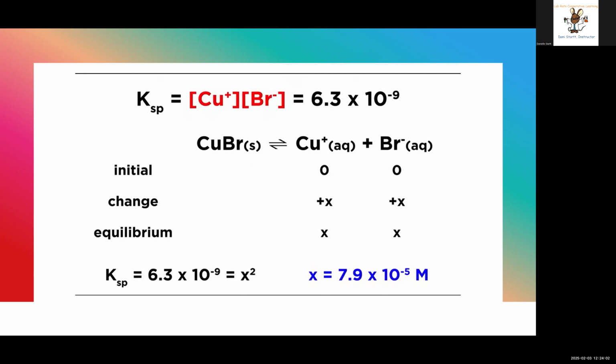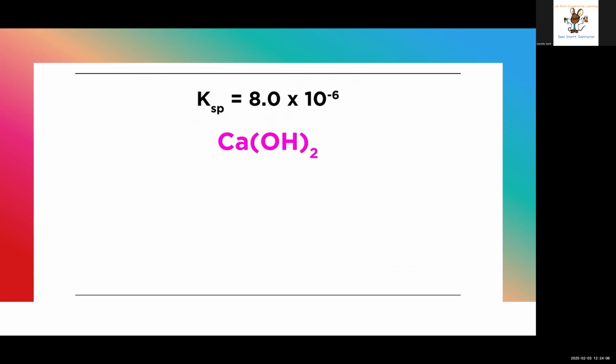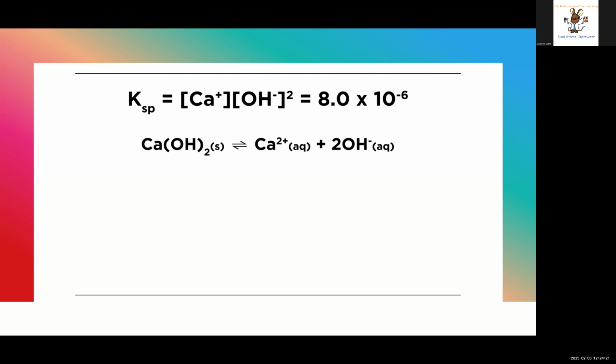This can be a little trickier if the KSP equation involves exponents, but the process is essentially the same. Let's look at calcium hydroxide, which has a KSP of 8.0 times 10 to the negative 6. Say we place this in aqueous solution, which will produce some calcium ions and hydroxide ions. Again, let's write the KSP expression, noticing that the hydroxide concentration must be squared, as there will be 2 hydroxide ions for every formula unit of calcium hydroxide that dissolves.